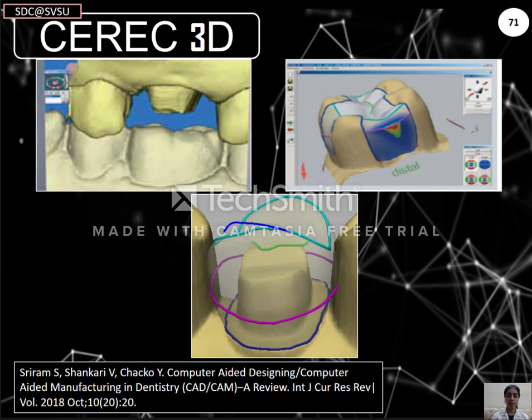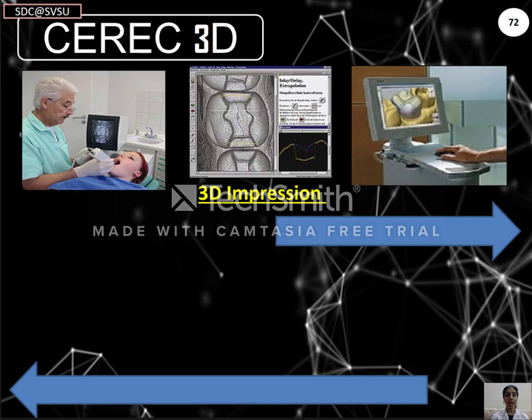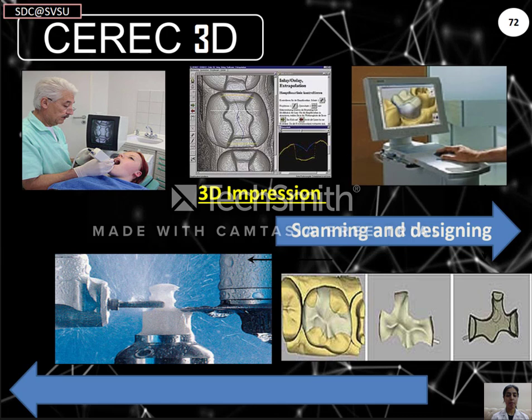After the tooth preparation has been done, the preparation is scanned using an intraoral scanner, which is then displayed on the computer. Further, the proposed restoration is displayed by CEREC, which, when approved by the dentist, gives instructions to the milling machine to mill the required restoration.